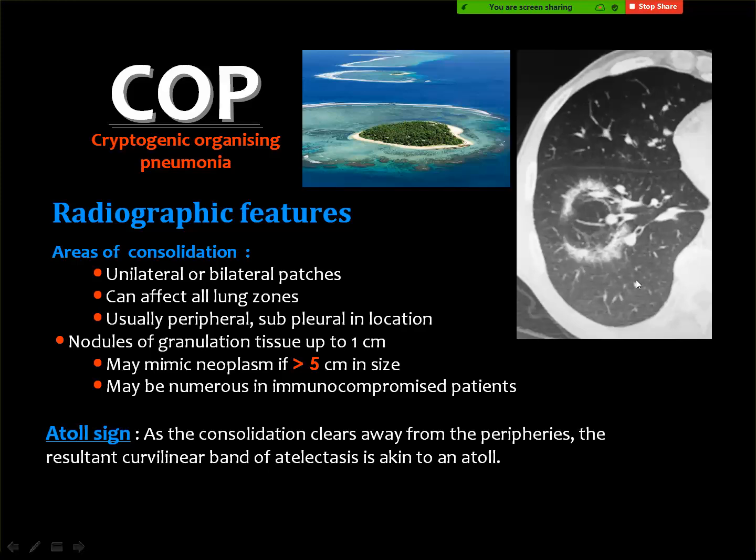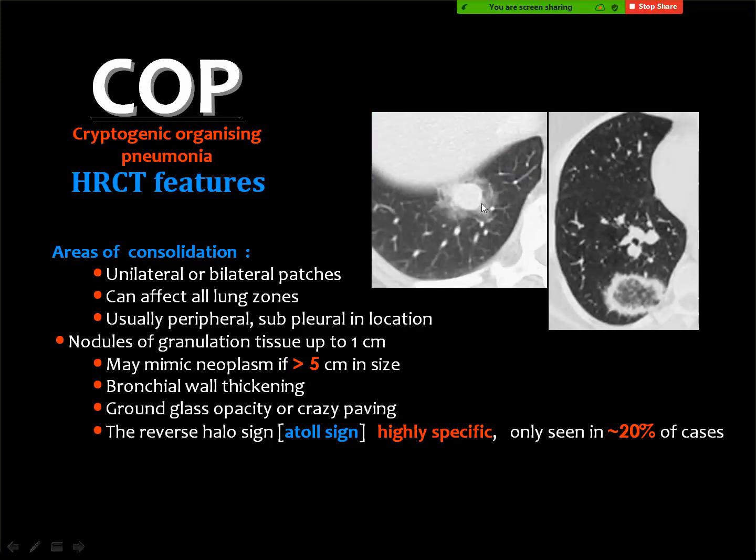You see the halo usually around the lesion, but not inside the lesion. Then this is the halo sign. You see the lesion surrounded by a halo, but you see here the lesion with a halo inside. This is known as the atoll sign, which is seen in 20% of the cases, but it is highly specific. If you see this appearance, it is highly specific for cryptogenic organizing pneumonia.